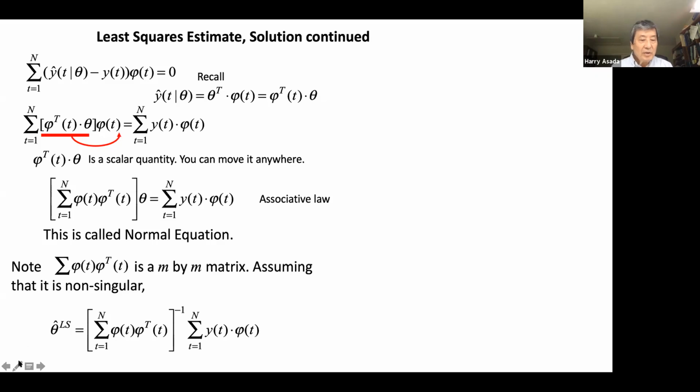Then maybe we can check the dimension of this multiplication. So phi(t) is m by 1, right? And then phi transpose is 1 by m.